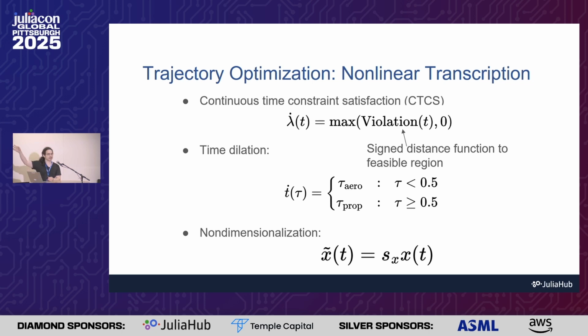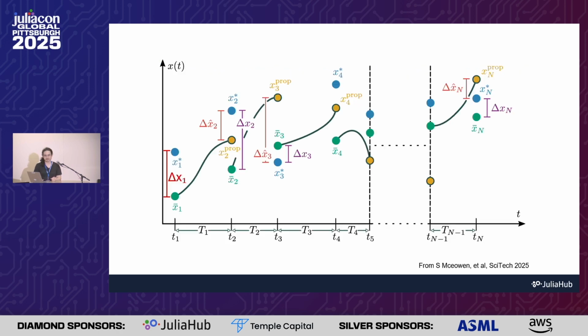Then we do time dilation to get from a fixed final time problem to a two-part free final time problem, so the two independent parts of the trajectory can have different times. And then we do an overall non-dimensionalization of the problem by a scaling factor. We solve this optimal control problem through a very standard successive convex programming approach over a multiple shooting transcription.